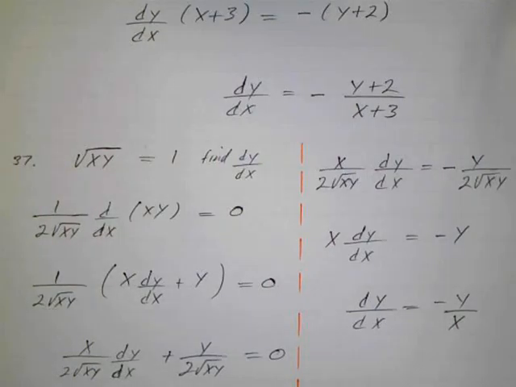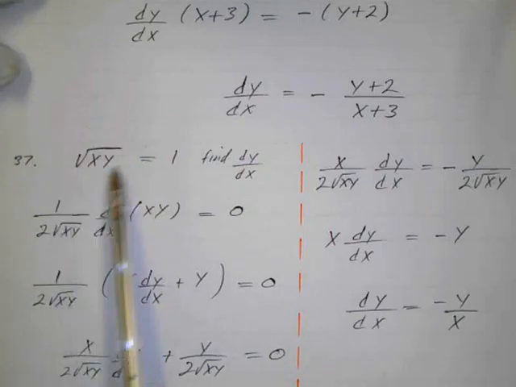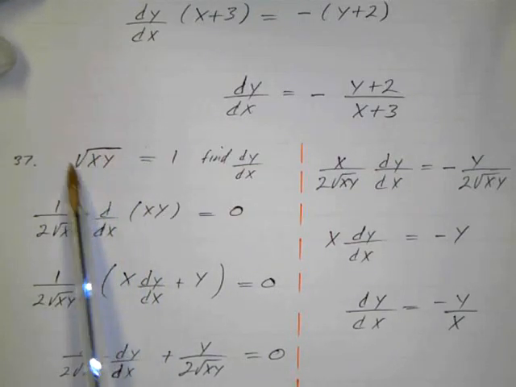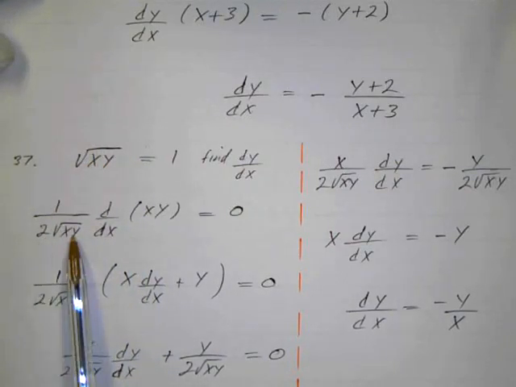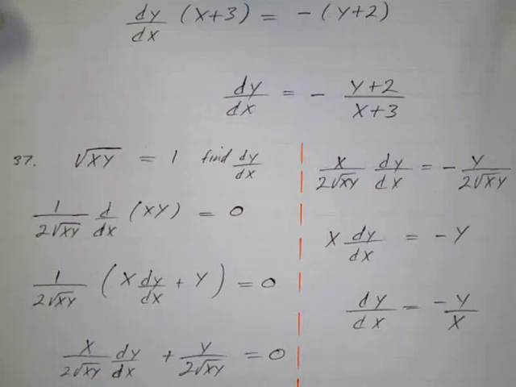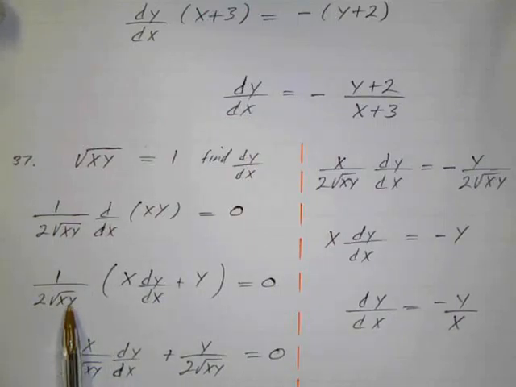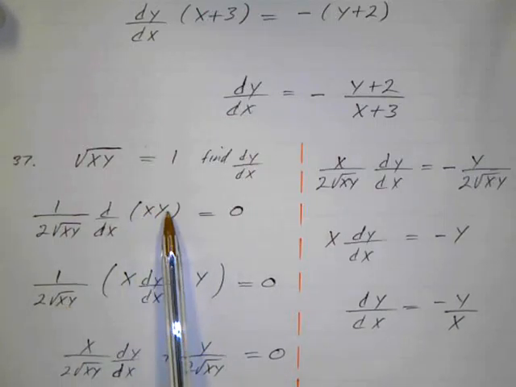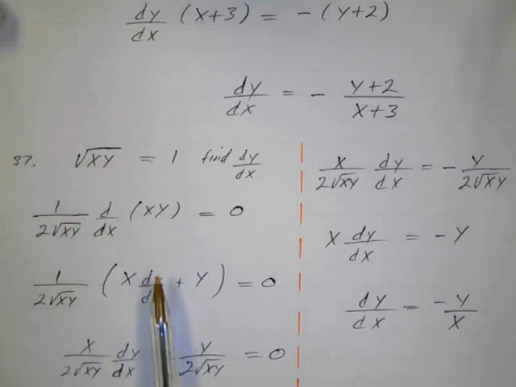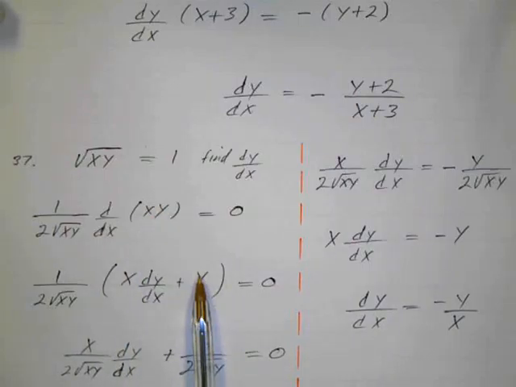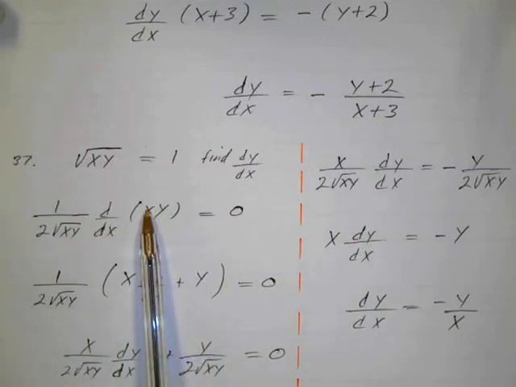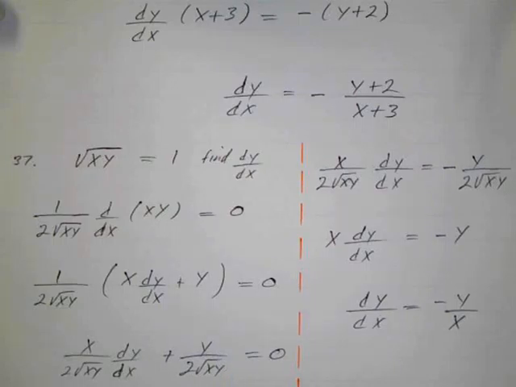Again, we have to use implicit differentiation, so we'll take the derivative, and we're going to use our square root rule. So the derivative of the square root of something is 1 over 2 times the square root of that something, right? Times the derivative of the inside of the something. So that's our chain rule. So again, we have 1 over 2 times the square root of xy. Then the derivative of xy is the first, x, times the derivative of the second, dy/dx, plus the second, y, times the derivative of the first, which is dx/dx, which is just 1.